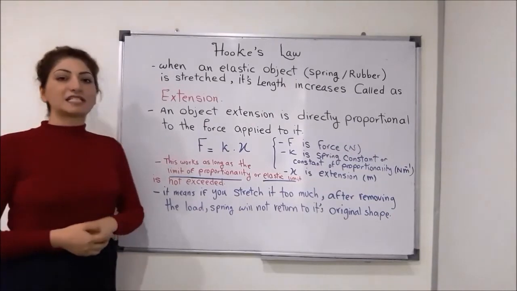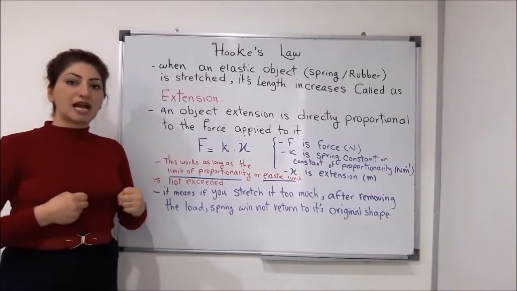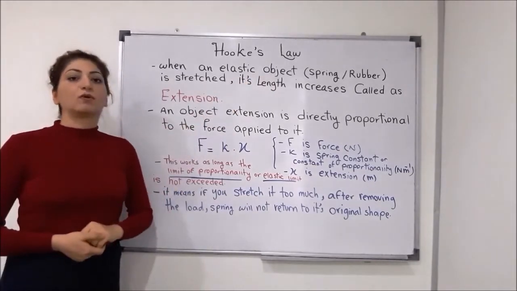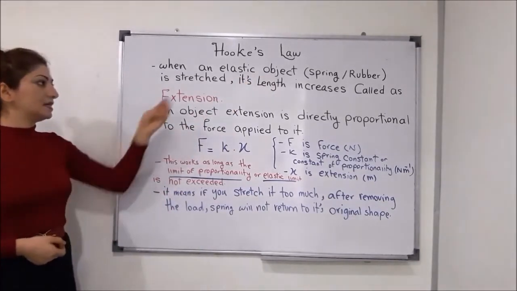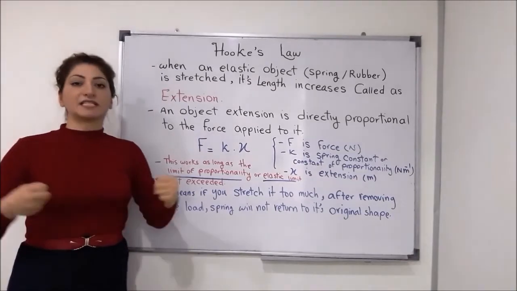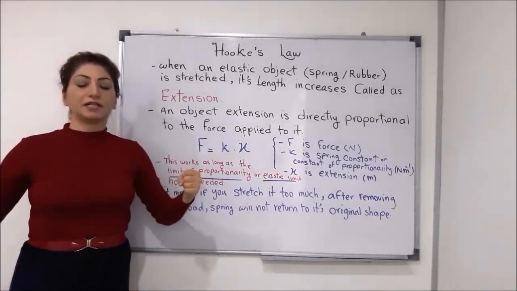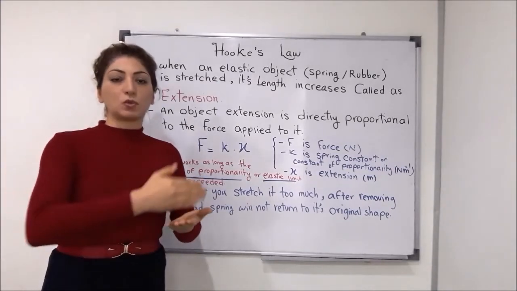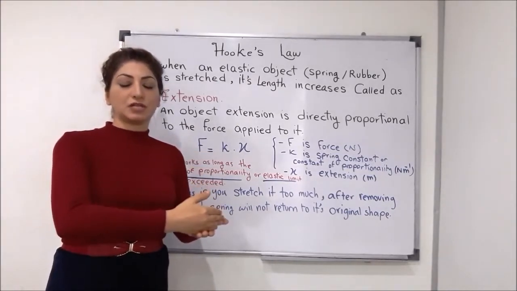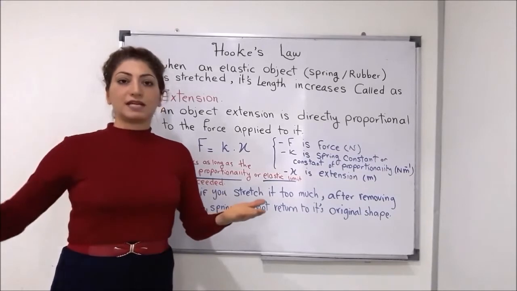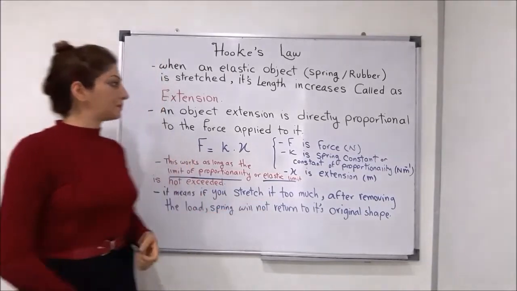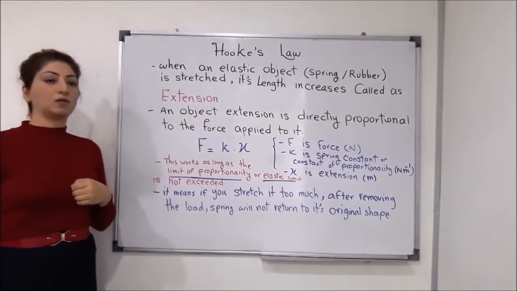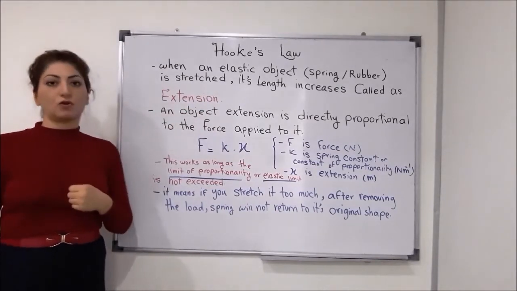When an elastic object is stretched, like a spring or rubber band, its length increases, it gets longer. We have some displacement from its original length to the final length. This increase in the length is called the extension of the spring.